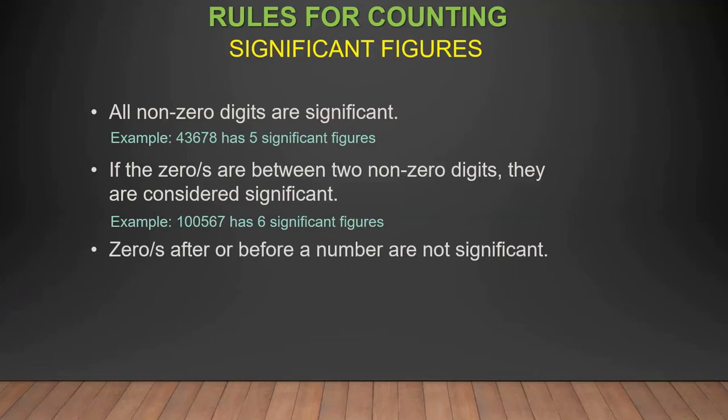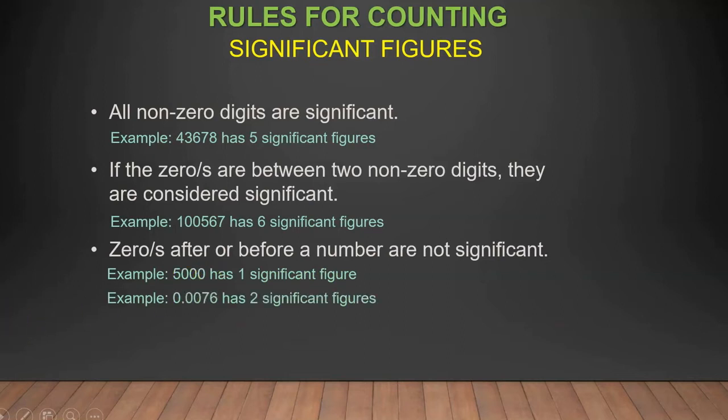Zero or zeros after or before a number are not significant. For example, 5,000 has only one significant figure, so you do not count the zeros after 5. 0.0076 has two significant figures, so you do not count the zeros before 7, so you only have two significant figures.